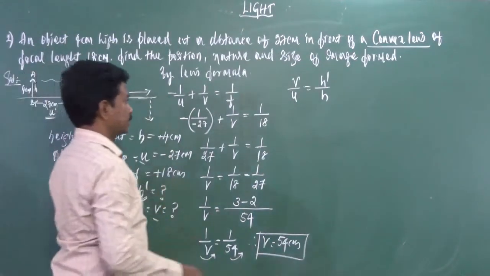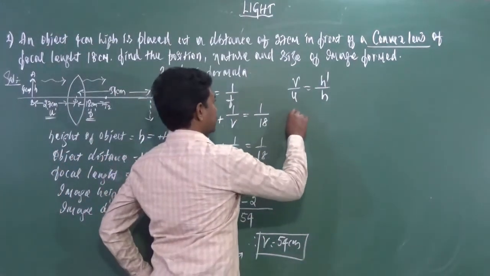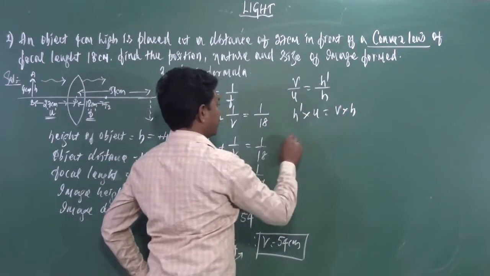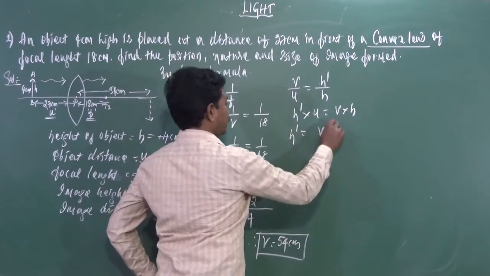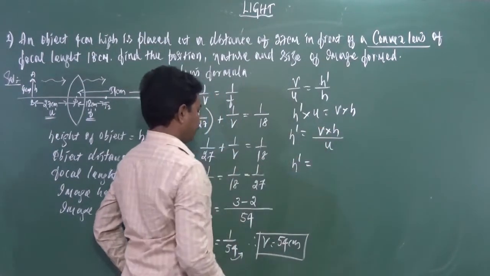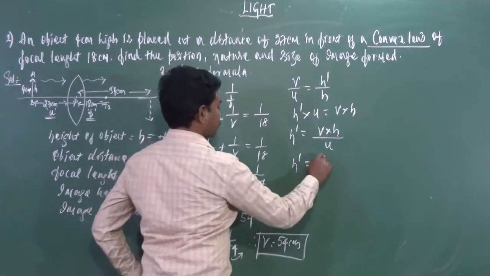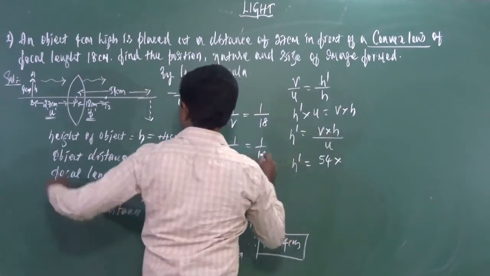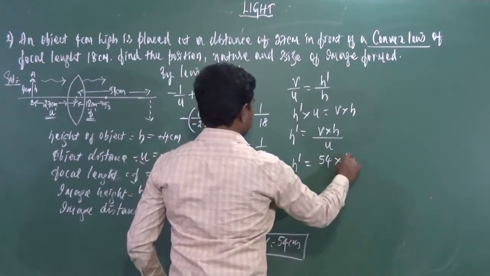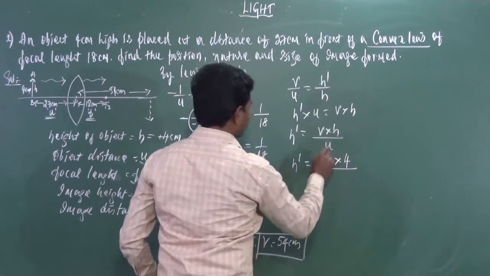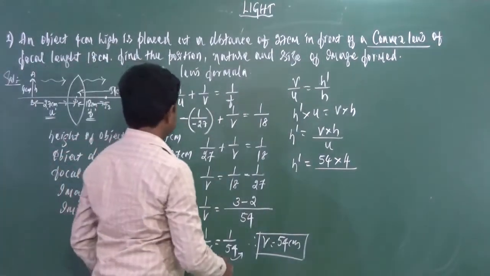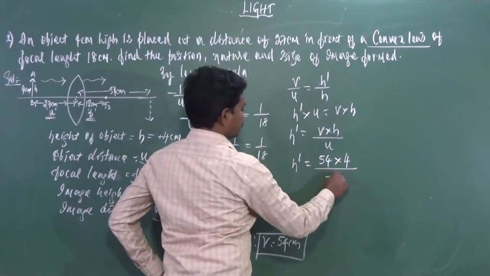So that is h dash. We'll make h dash the subject. So h dash into U is equal to V into h, so h dash is equal to V into h by U. The V value we already have, that is 54, into the height of the object h, which is 4 centimeters, divided by the U value. The U value we already have, that is minus 27.